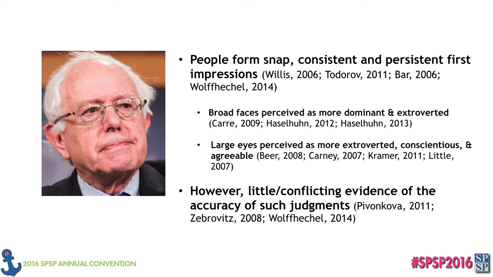And there are quite a few features that we are using here to judge other people's personality, for instance. People having broad faces are perceived as more extroverted or more dominant. People with large eyes are perceived as more extroverted, conscientious, and agreeable. Though, and this was really surprising to me when I was reading about it, there is no or very little and very conflicting evidence related to whether those judgments are even accurate. So it seems that our brains, perfected by millions of years of evolution, are not really as good as we would like to believe at predicting other people's intimate traits.